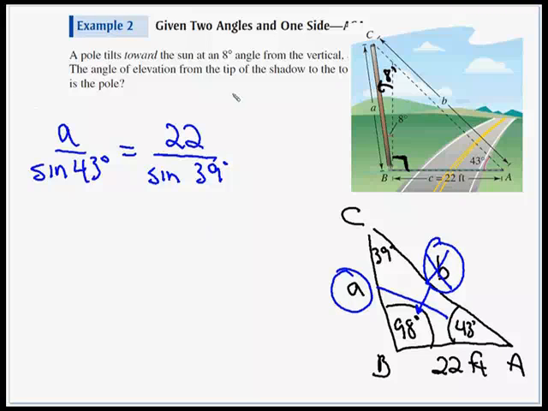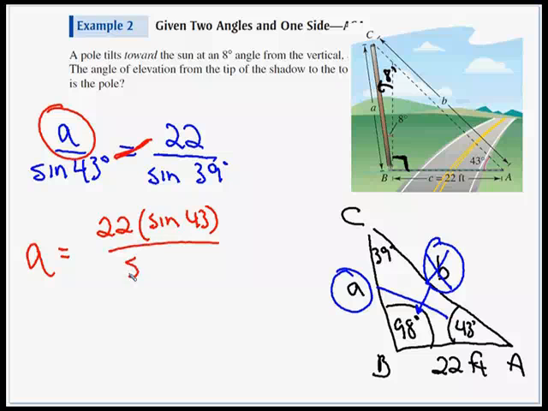So here we would cross multiply. These two multiplied together are equal to A times the sine of 39, and we divide by the sine of 39. Or you can just say A, what we want to find, is equal to the other diagonal, 22 times the sine of 43, divided by the sine of 39. And we punch that into our calculator, being careful to make sure we hit all the buttons in the right order, and we get A as approximately 23.8 feet.